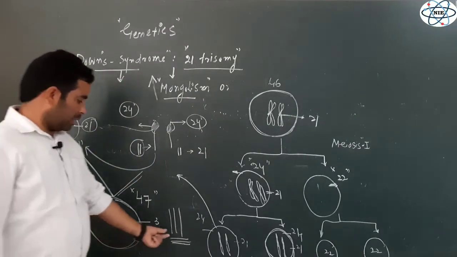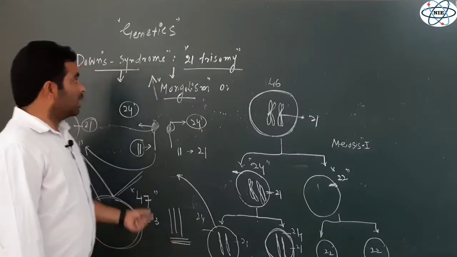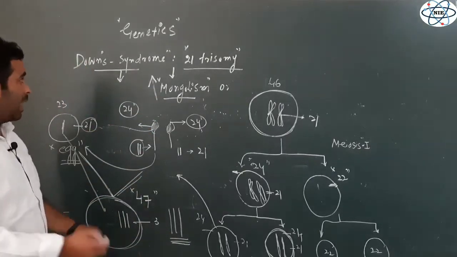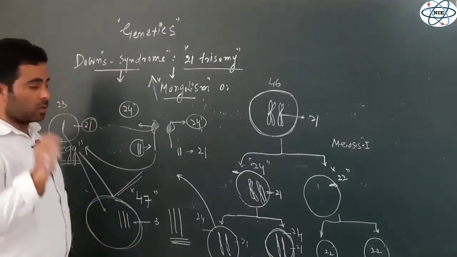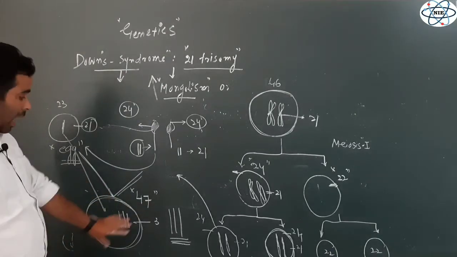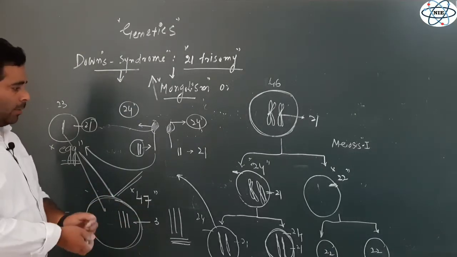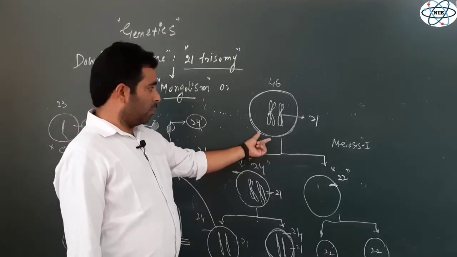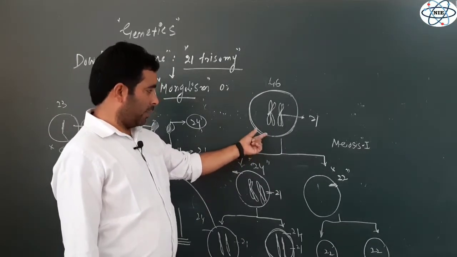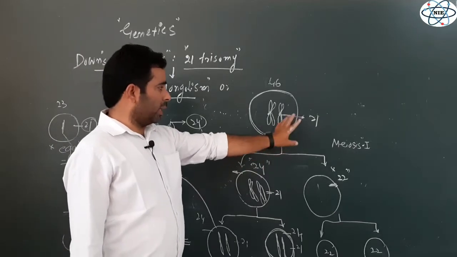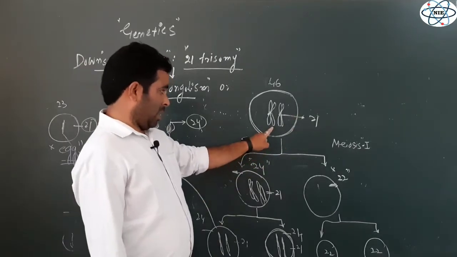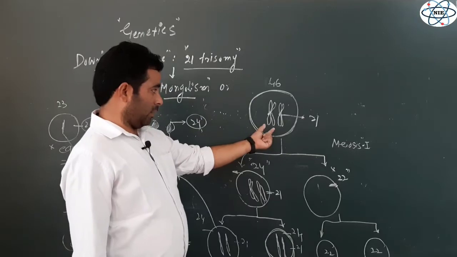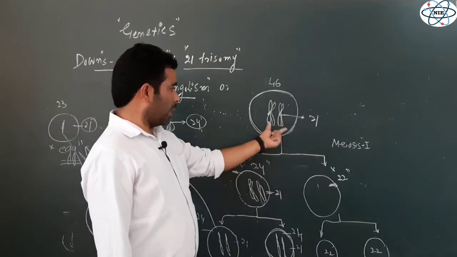As a result of these three copies of 21, there will be different types of symptoms and signs in the Down syndrome patient. Please try to understand how this happened. Actually, the problem occurs here in the meiosis. When meiosis first took place, this chromosome number 21, which is existing as two copies, should separate from each other.